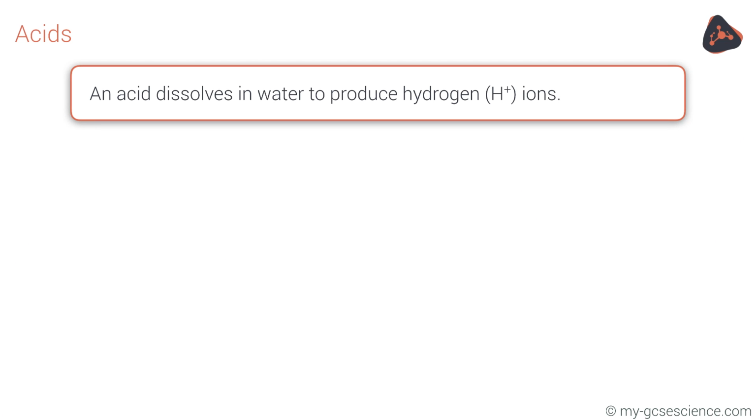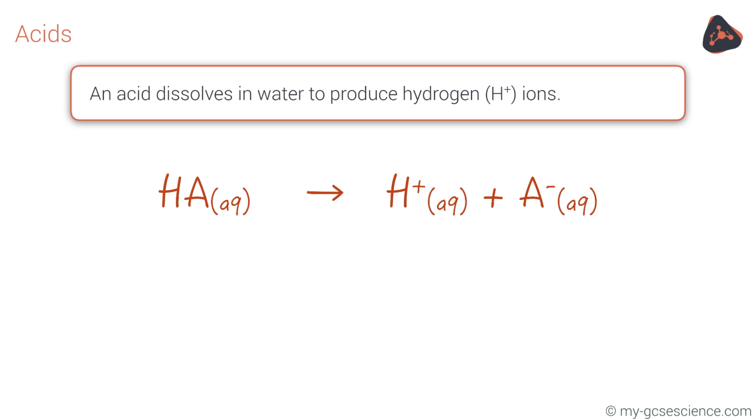First of all, we need to know what the definition of an acid is. You may know that acids turn the universal indicator red, but you may not know that the definition of an acid is that it dissolves in water to produce hydrogen ions, or H+ ions. So this would be a general equation to show an acid breaking down or dissociating to form a hydrogen ion and leaving behind a negative ion from the acid.